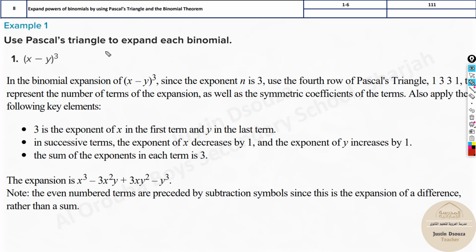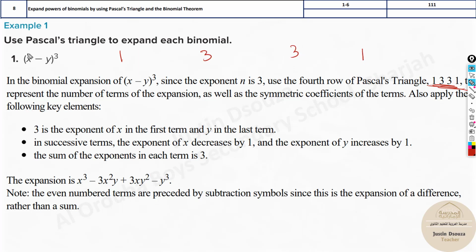Okay. Now here, if you know the formula for this, x minus y, or a minus b, the whole cube, we have done it a while ago. So it would be x cube minus. Okay, I'll tell you why it's minus. If you're using Pascal's triangle, these are the coefficients. Okay, it's 1, 3, 3, 1.